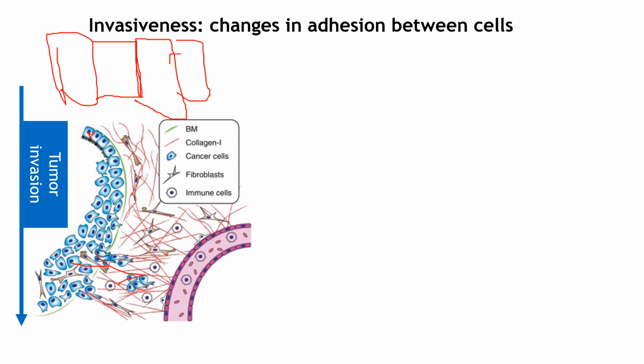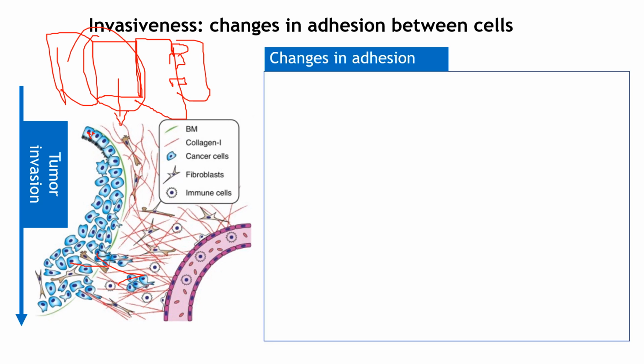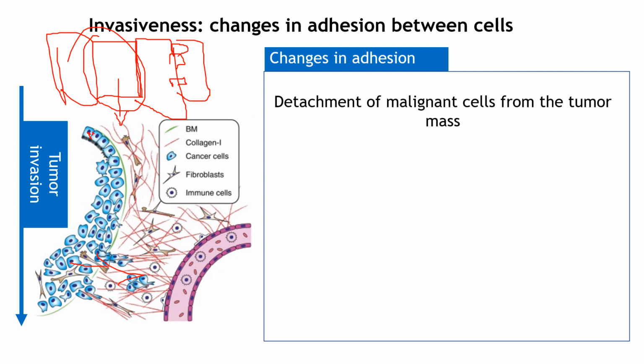Suppose you have the adhesion molecule here, you have the adhesion molecule here, but now you don't have an adhesion molecule here. So this one can escape and can invade our tissue. So changes in cell adhesion are also important. They should be at the attachment of the malignant cell from the tumor mass.